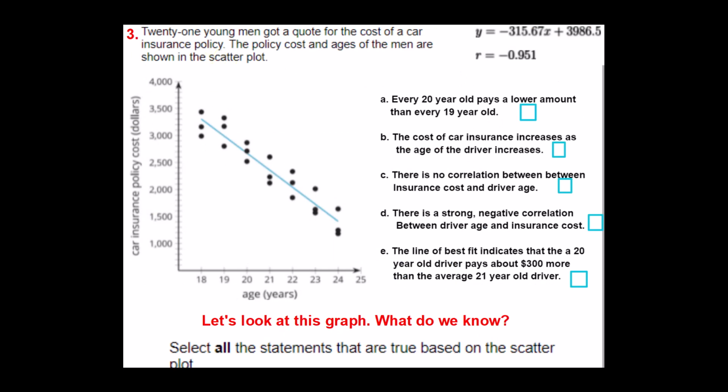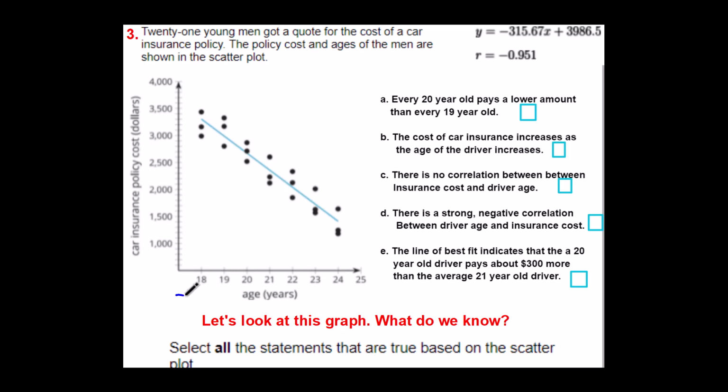Question number 3. 21 young men got a quote for the cost of a car insurance policy. The policy cost and ages of the men are shown in the scatter plot. So let's look at the scatter plot. We have a line of best fit, or a regression line, and we've got points above and below. Okay, so let's look at this graph. What do we know? We want to select all the statements that are true based on the scatter plot. We don't have a table, we just have a plot.